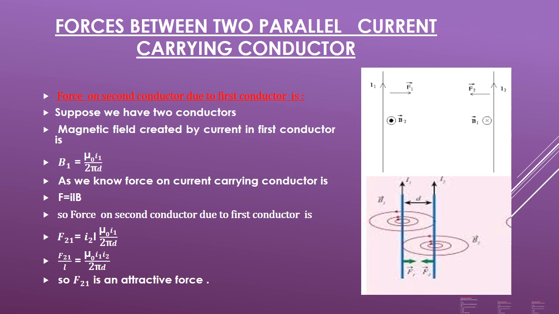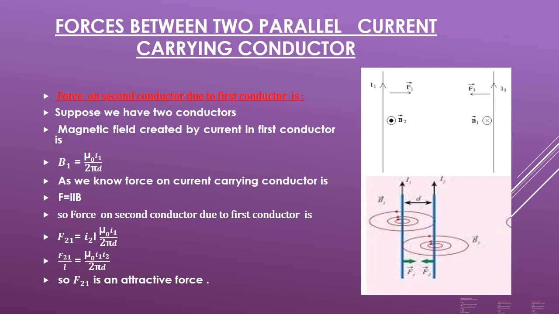Now the conductor 2 carrying current I2 is lying in the magnetic field which has magnetic field strength given by B1 equals mu naught I1 upon 2 pi D. Now what is the force of this? Force on conductor 2 due to conductor 1 is F21 equals I2 L B1.